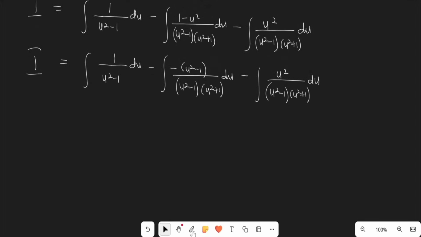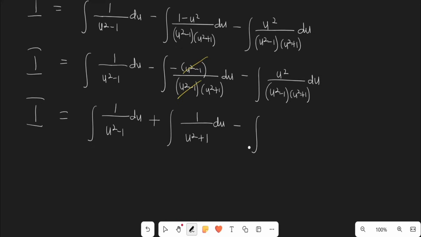Okay, so we are now going to cancel this one out, and now what is left is I is equal to the integral of 1 over u squared minus 1 du. And this one, negative negative, that becomes positive, right? So this is positive, the integral of 1 all over u squared plus 1 du, minus the integral of u squared all over u squared minus 1 multiplied by u squared plus 1 du.